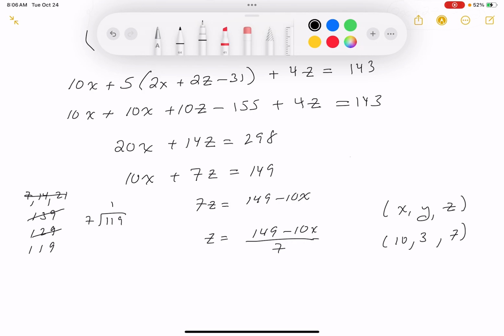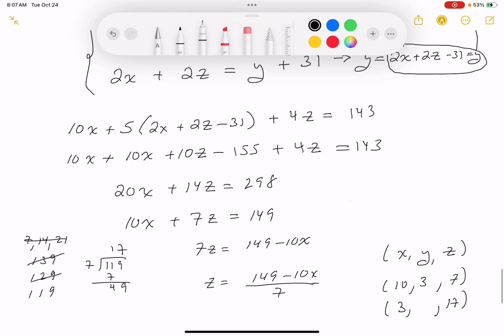So 7 into 119. Well, what are you going to get there? You get 1, 7, and then you can get, let's see, 49, right? Yeah, 17. All right? So I'm going to say if the x is 3, you're going to get 17 for the z. Again, we're just playing around with some numbers over here.